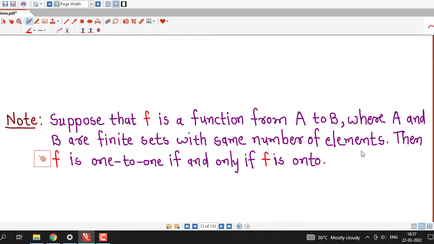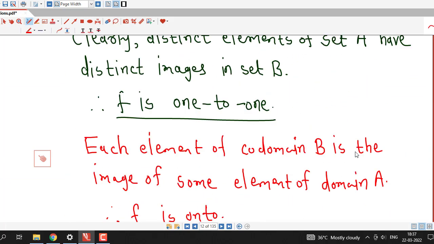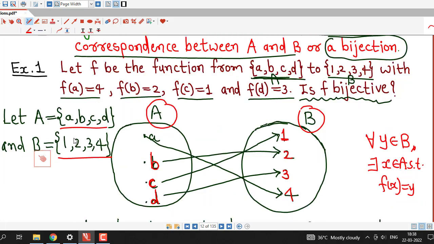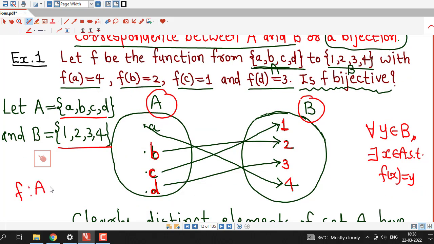Now, whenever we have finite sets having the same number of elements, here we can observe that we have two finite sets, set A which has 4 elements, set B having 4 elements. So whenever we have a function from one finite set to another finite set, here f is a function from set A to set B, and the number of elements in both the sets are equal. Here the number of elements in set A as well as set B are 4, and both the sets are finite.